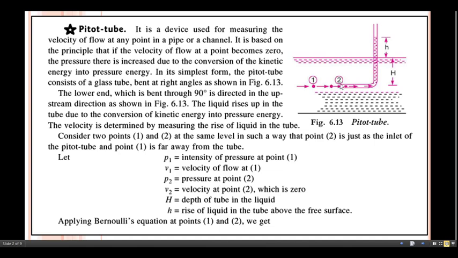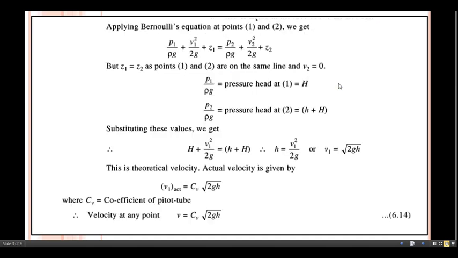So here actually the velocity you can get as 0. So this small h indicates the depth of the tube in the liquid, and capital H indicates the rise of the liquid in the tube above the free surface. Now applying Bernoulli's equation at point number 1 and point number 2.